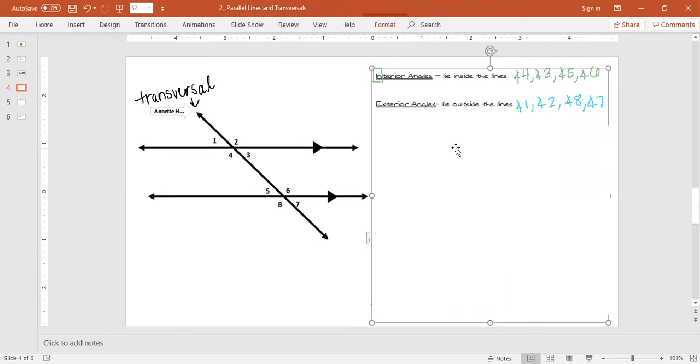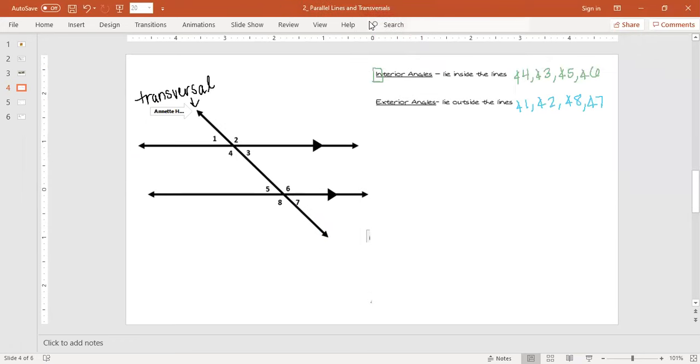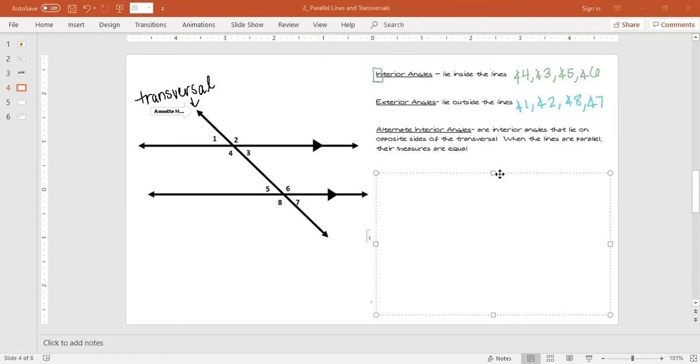Our next vocab, and on a side note, I would really, really suggest that you guys make some flashcards. These are kind of a hard thing to remember if you don't study them, so making some flashcards would be a really awesome idea.